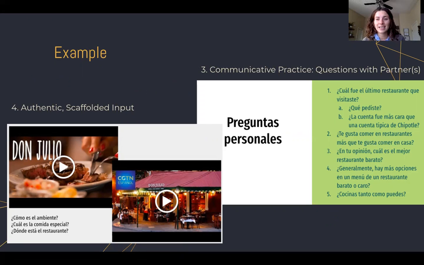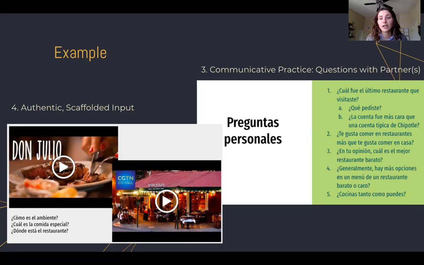And sometimes I try to ask fun questions like, was your bill more expensive than your Chipotle or something like that? Also, the next activity that we did in this day was an authentic material, kind of cultural piece that tied in a restaurant that is well known in Argentina for their amazing food. So we talked about cultural differences.